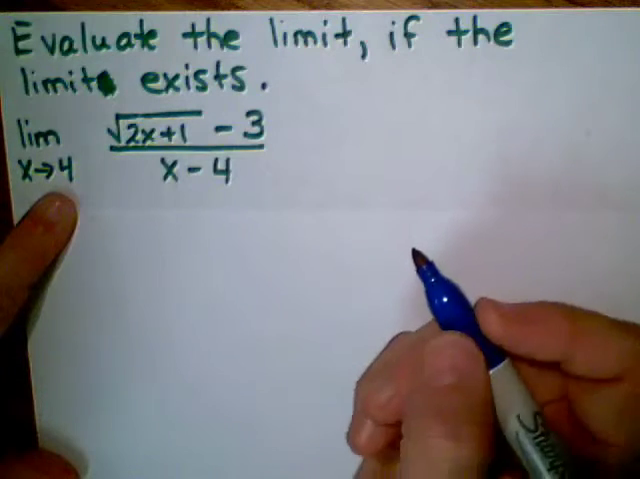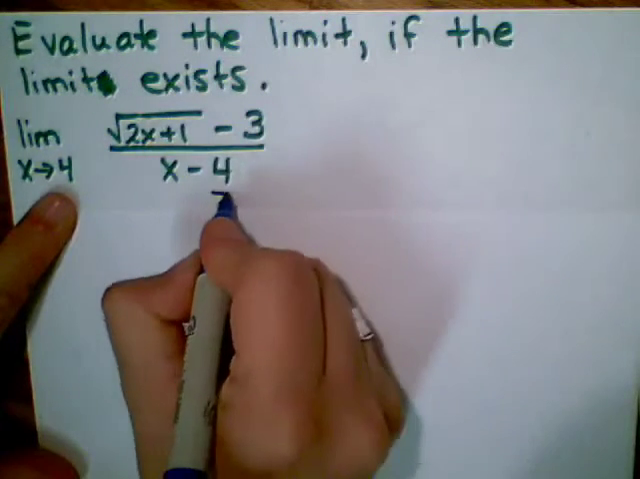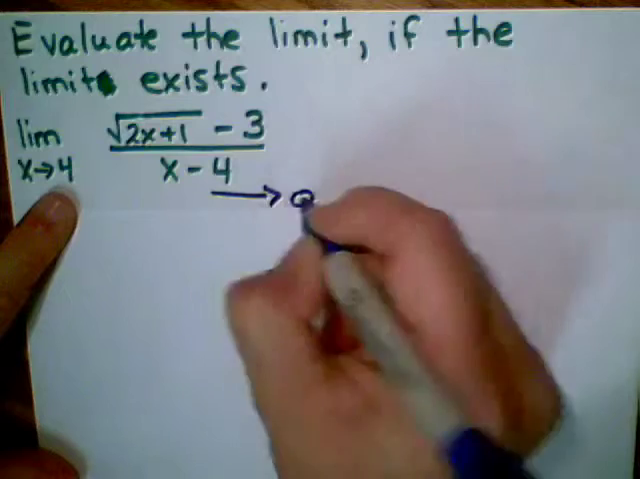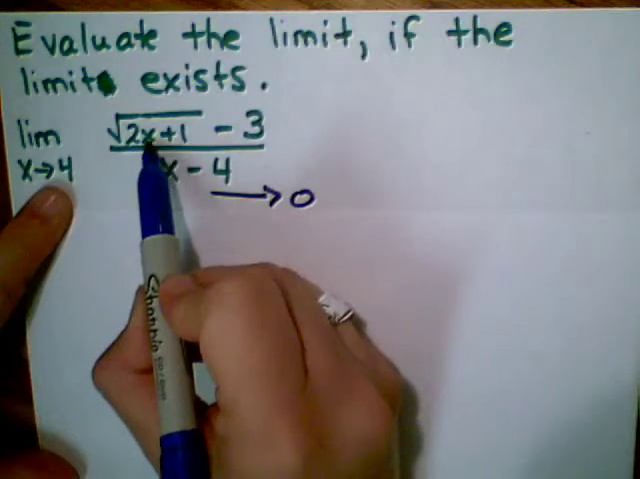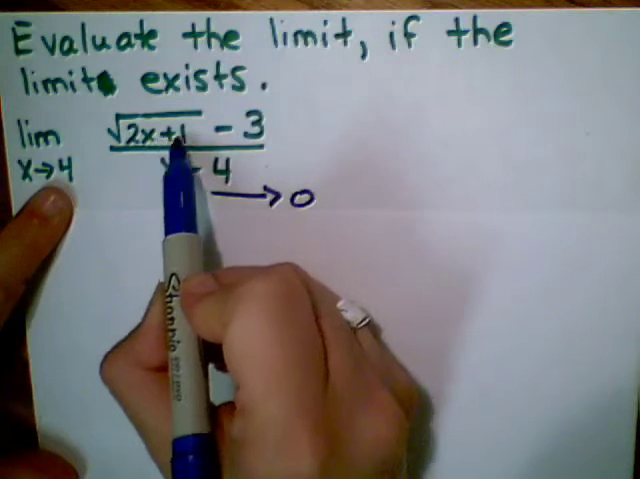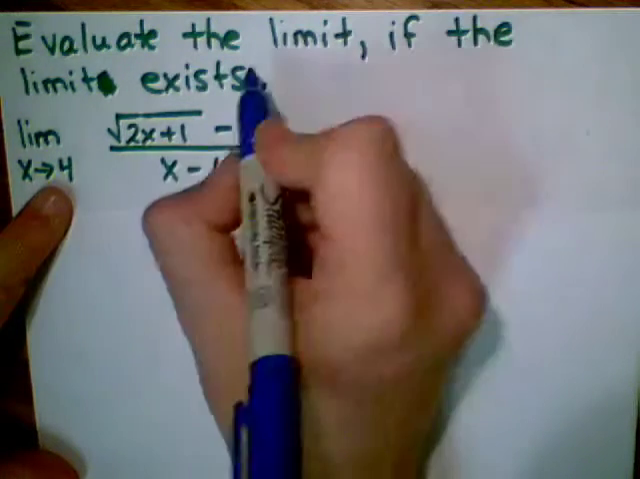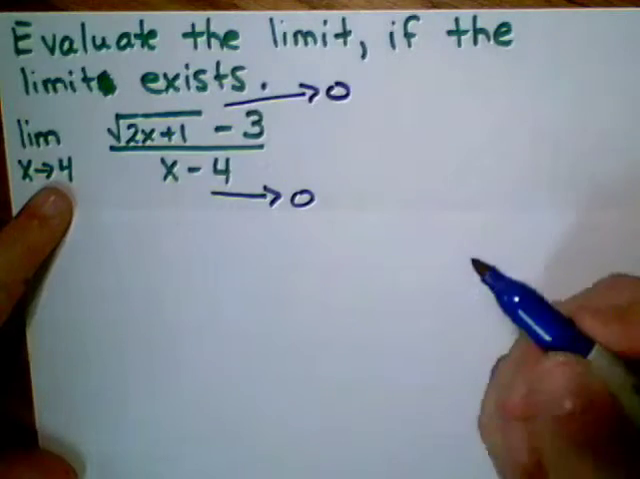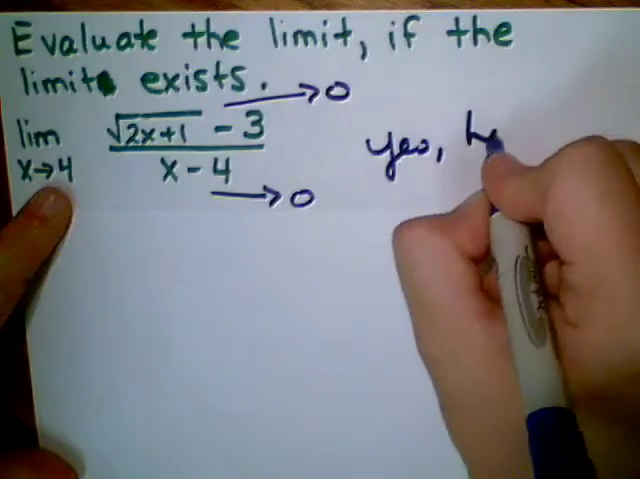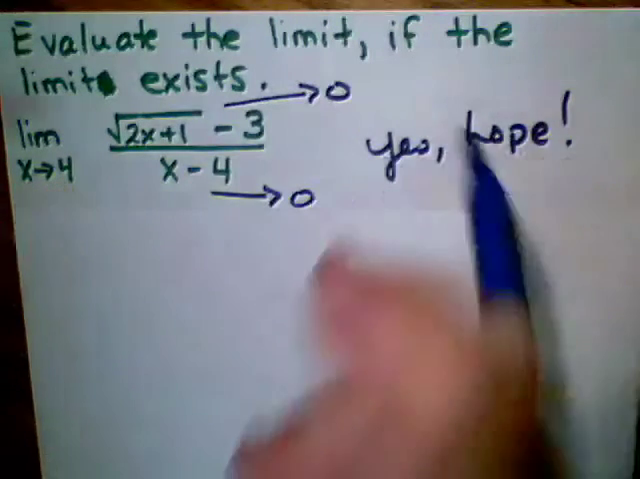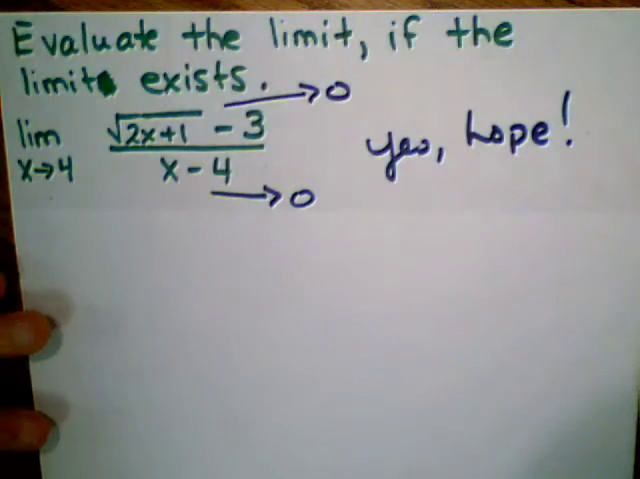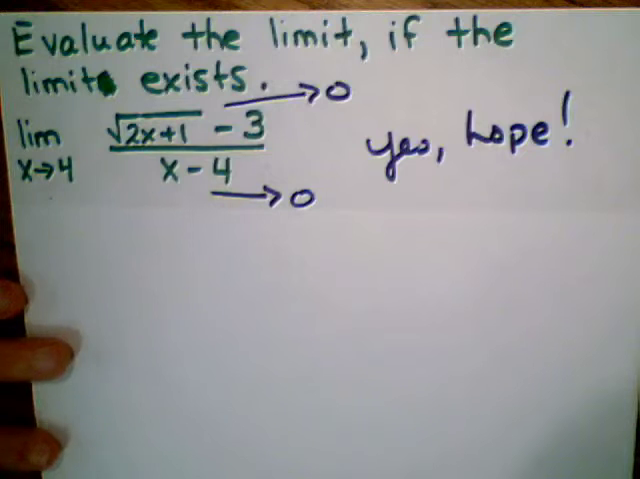Now, will there be any hope? Okay. If we did use direct substitution, the denominator would be 0. If we use direct substitution in the top, we would get 2 times 4 plus 1, or the square root of 9, and 3 minus 3 is 0. The numerator would go to 0. Yes, there's hope, because 0 over 0 is just a form of the problem that does give us hope that the limit will exist.